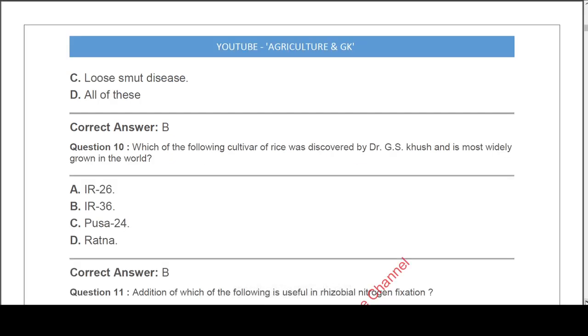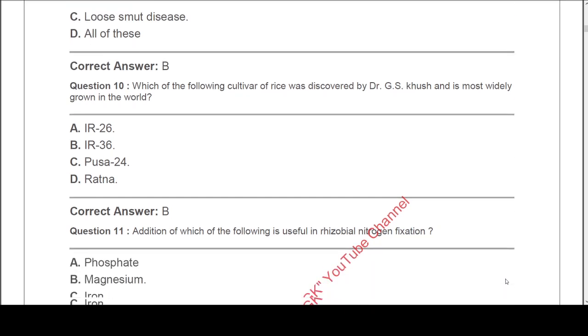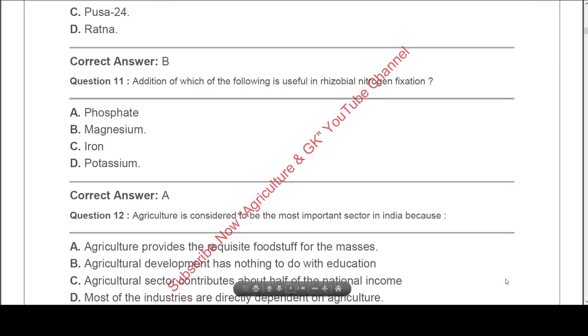Which of the following cultivars of rice was discovered by Dr. G.S. Khush and is most widely grown in the world? It is option B, IR36. Addition of which of the following is useful in rhizobial nitrogen fixation? It is option A, phosphate.